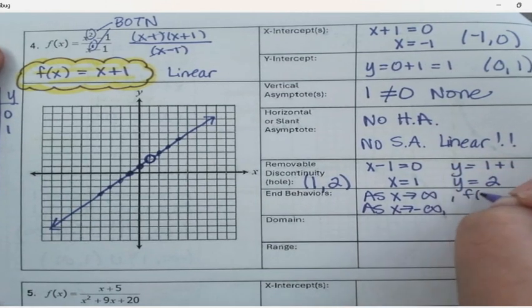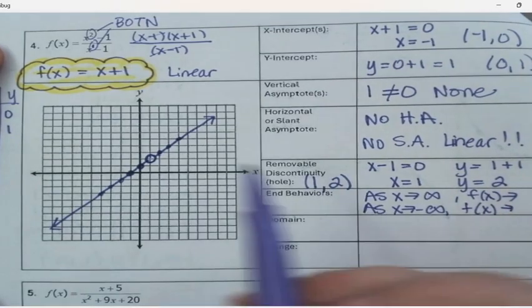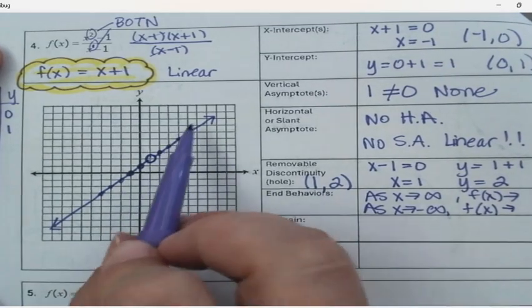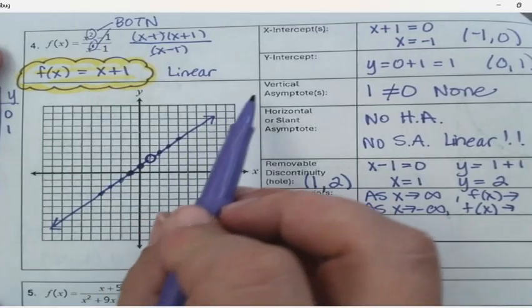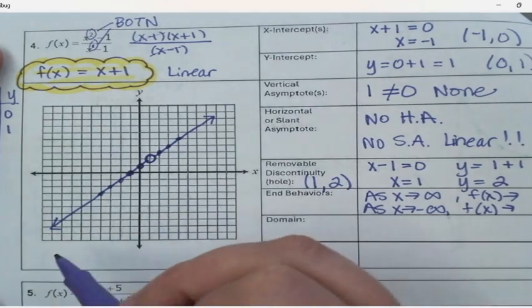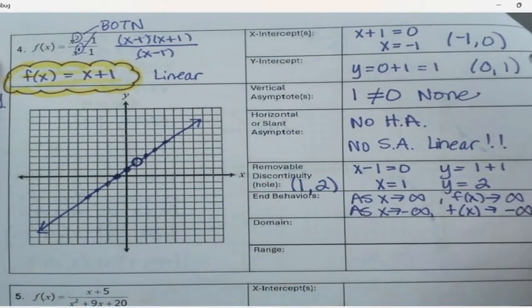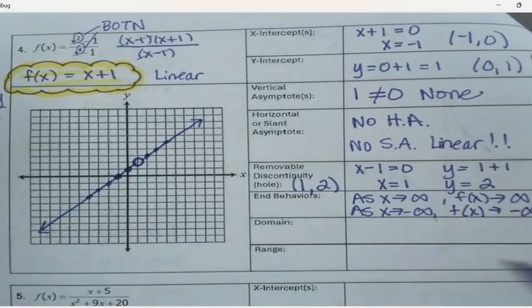As x approaches infinity and as x approaches negative infinity, f of x approaches... Okay, I'm going to have to look at my graph. Guys, as my x's are getting bigger, where are my y values going towards? Positive infinity. What about down here? Negative infinity.